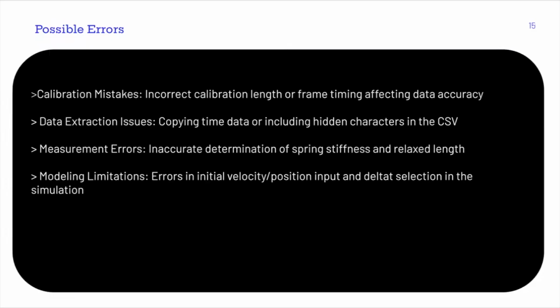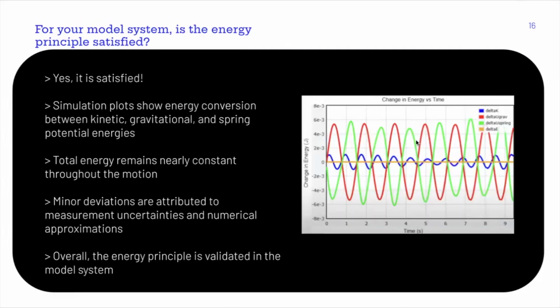Now let's take a closer look at the possible errors in our experiment and how they may have affected our results. These could be anything from human error when conducting video analysis, rounding errors, camera angle misalignment, dismissing external environmental factors, calibration mistakes, measurement errors, and modeling limitations. And now for the actual discussion, we are going to reflect on the overall experiment to answer these questions.